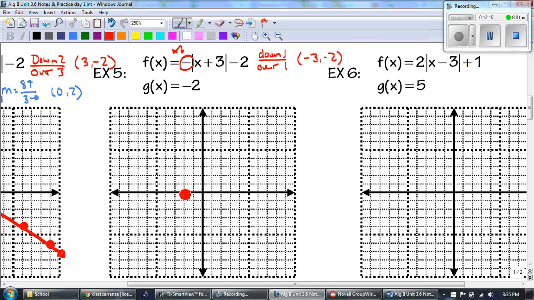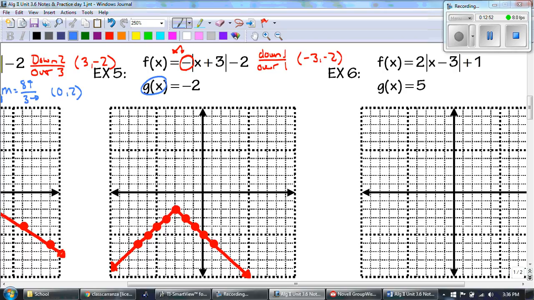Okay, so negative 3, negative 2, and then we're just going down 1, over 1, down 1, over 1, down 1, over 1, down 1, over 1. Okay, and I'm getting my straight edge out. And I'm drawing our absolute value function. Now, g of x equals negative 2, what's that about?